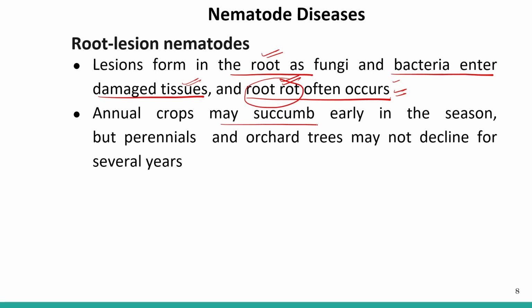Annual crops may succumb early in the season, but the perennials and the orchard trees may not decline for several years. Plants that grow annually, meaning their life cycle is completed in a year, get damaged, and their roots get damaged very easily. But the plants that are perennials and orchard trees do not decline very early. They take some years to decline, but yes, their roots are damaged.